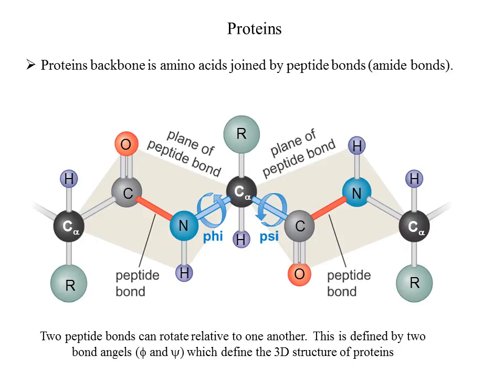Here is the two peptide bonds between three amino acids, and here are the phi and the psi angles where you get the twisting. And today, we're going to talk about the consequences of these twistings, the angles we can form, and hence the folding of the protein.